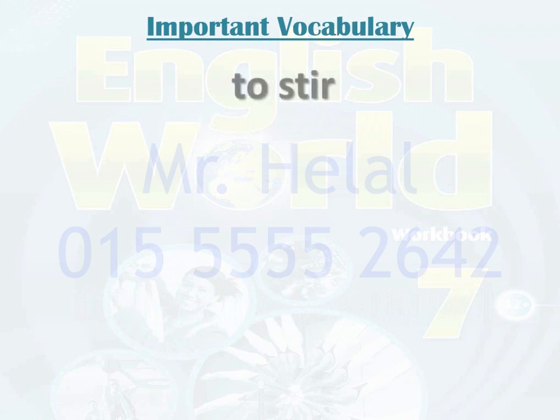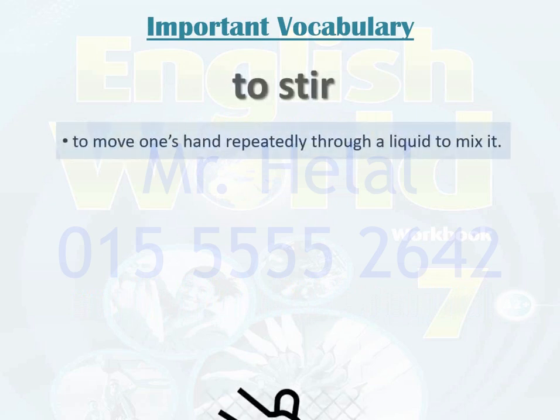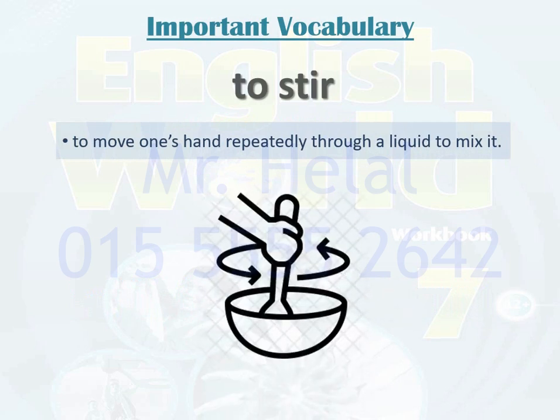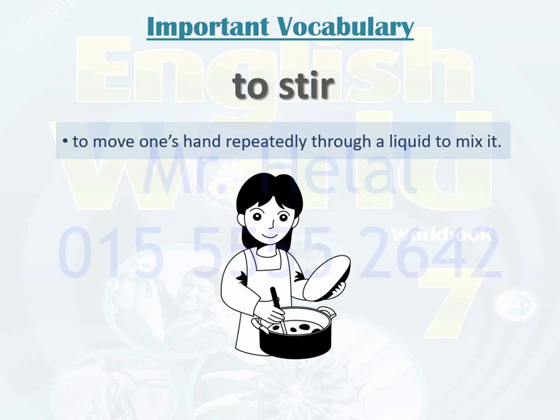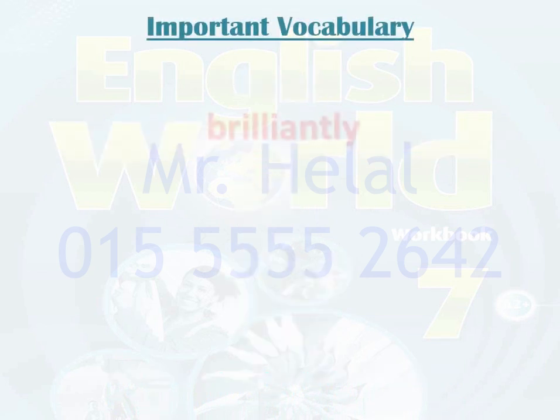To steer. To steer means to move one's hand repeatedly through liquid to mix it. steer معناها يقلب أو يحرك إيده باستمرار داخل السائل علشان يقلبه أو يخلطه. Example: steer the ingredients in the pan well with the wooden spoon. يعني قلب المكونات داخل الطاسة بشكل كويس باستخدام الملعقة الخشبية.